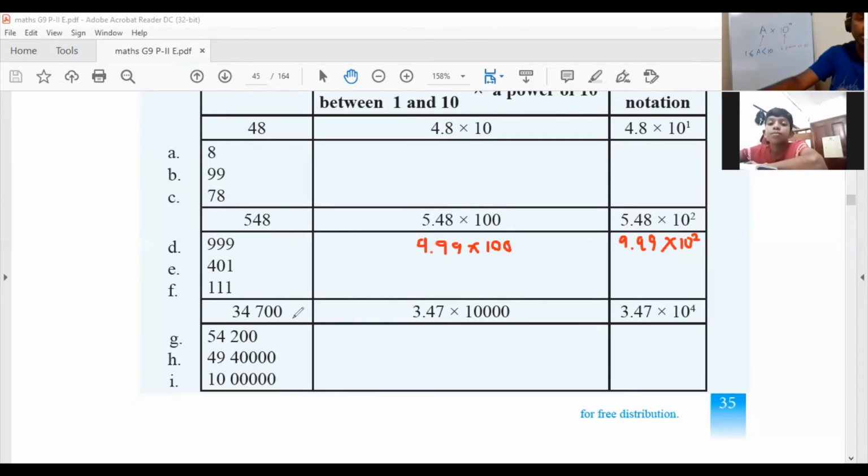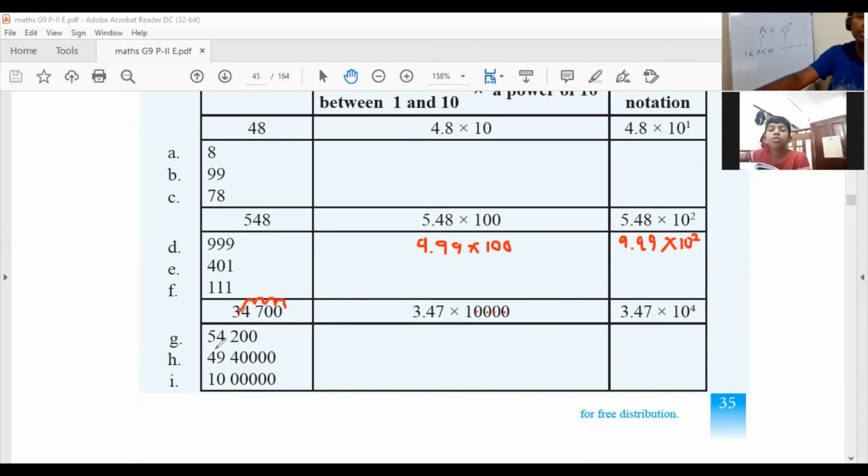Shall we move to the next part? Next category. The number is 34,700. If you want to get a number between 1 and 10, it should be 3.47. The decimal point is in between 3 and 4. It has to be moved 4 decimal places, which means 4 zeros: 1, 2, 3, 4. That means it is 10 to the power 4. 3.47 times 10 to the power 4.